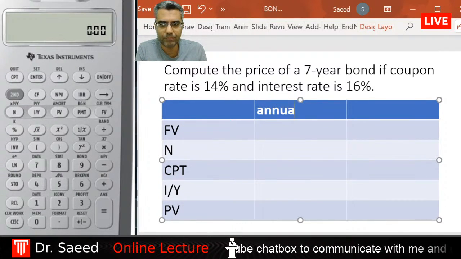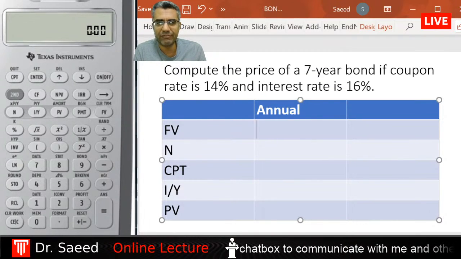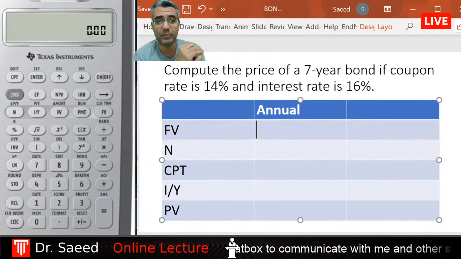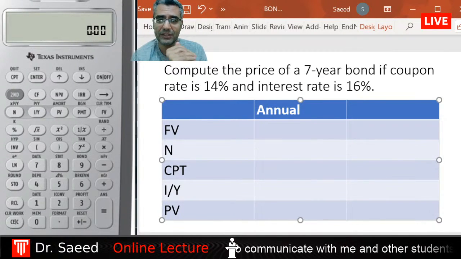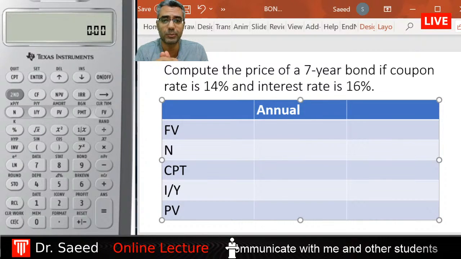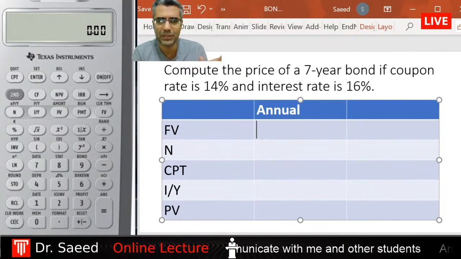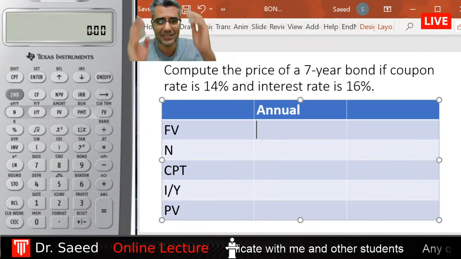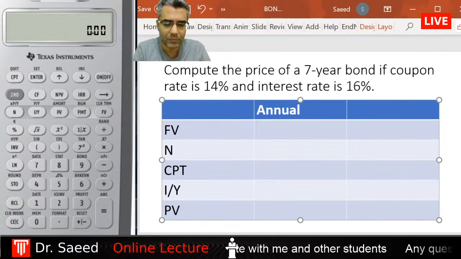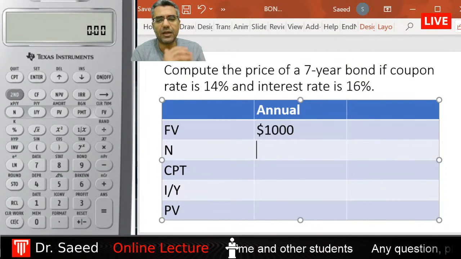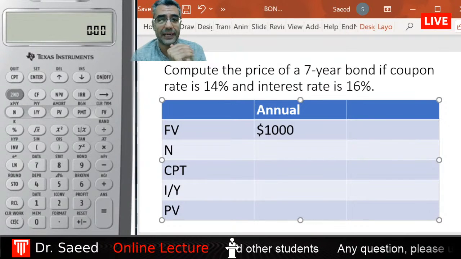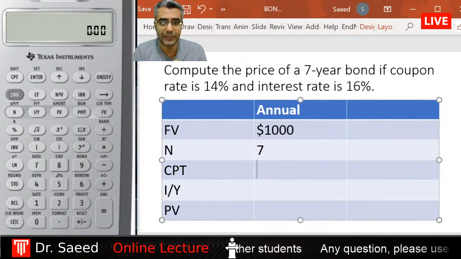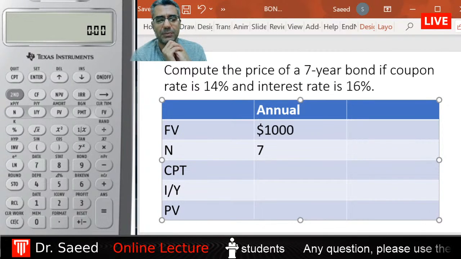For FV, what is FV? FV means the last payment, the last big payment that you receive. In this case, if you wait for 7 years, you will receive $1,000 par value. You may ask, where is 1,000? I said, when I don't give you par value, just assume it's $1,000. So I write $1,000 here. Then N, how many periods till maturity? 7 years till maturity, and this is an annual bond, so 7 periods.